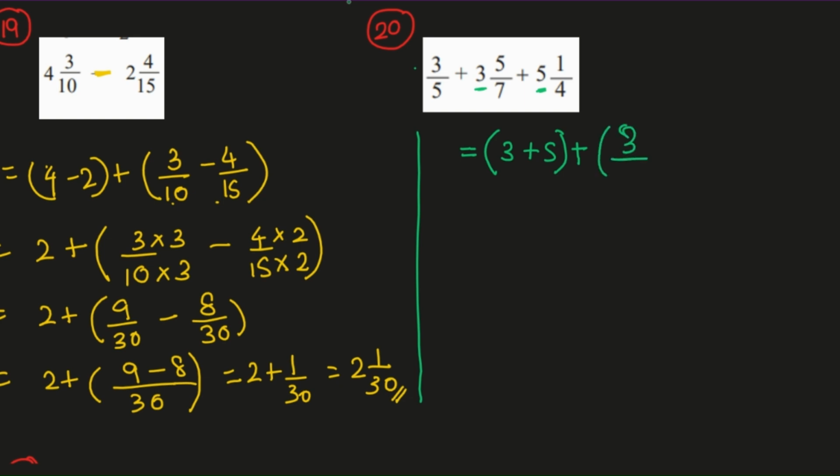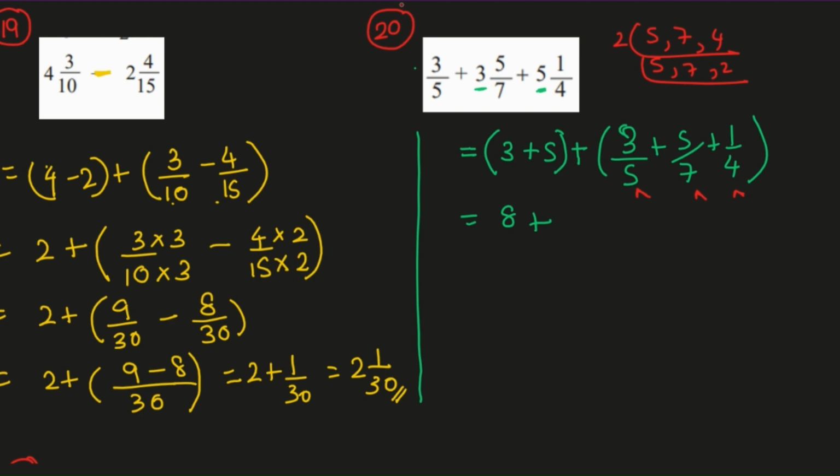Then what? 3 upon 5 plus 5 upon 7 plus 1 upon 4. So 3 plus 5, it's 8, plus when I look at the denominators, I know that most probably the LCM will be 28. If you need, do the calculations like this. Let me show. 2, 5, 7, 2, 2, 5, 7, 1, then 5, 1, 7, 1, then the final one will be 7, right? Then 4, 2 into 2, it's 4.